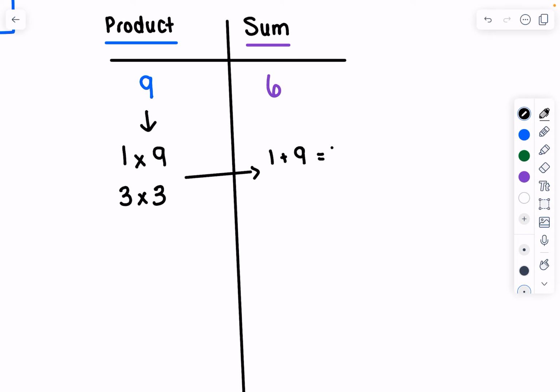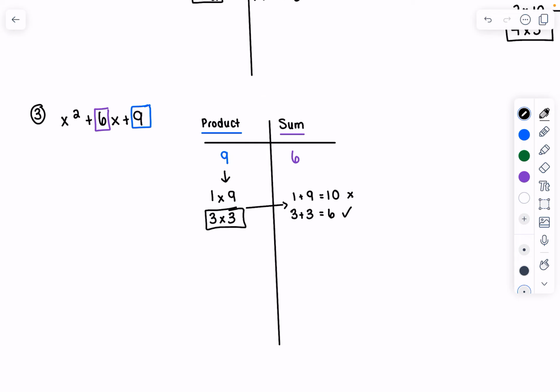1 plus 9 equals 10. Okay, it doesn't work. And some of you probably saw it right away. 3 plus 3 equals 6. That works. So these are my numbers. Notice that they're the exact same number. So one of your quiz questions asks, can you just have one factor? The answer is yes. You can have the same factor twice.